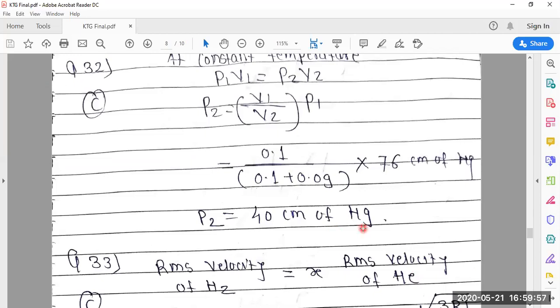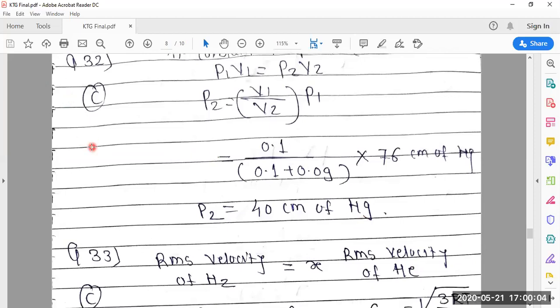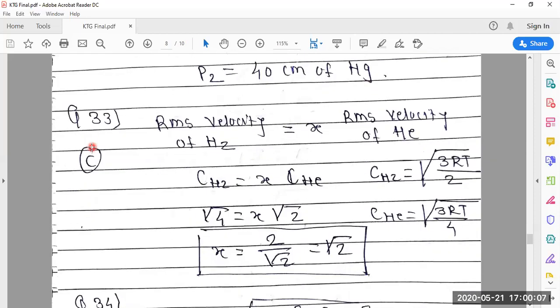So the correct option for question number 32 is option C. Next one, question number 33. In question number 33, molecular hydrogen at 1 atmosphere and helium at 2 atmosphere occupy the volume V at the same temperature. The RMS velocity of the hydrogen molecule is x times the RMS velocity of the helium molecule. What is the value of x?